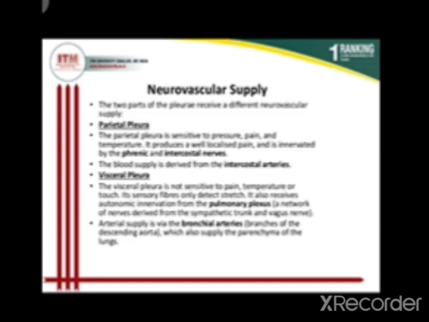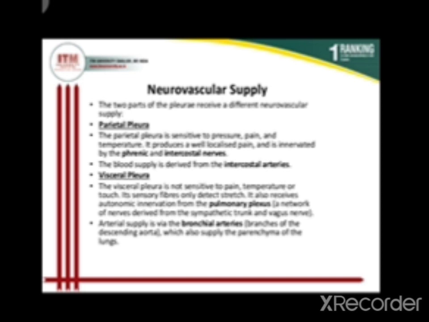Now the neurovascular supply. The two parts of the pleurae receive a different neurovascular supply. Fine. So parietal pleura is sensitive to pressure, pain and temperature. It produces a well localized pain and is innervated by phrenic and intercostal nerves. So parietal pleura is supplied by the phrenic and the intercostal nerves, and the blood supply is derived from the intercostal arteries. Fine. So this is the nerve supply of parietal pleura, the phrenic and the intercostal nerves and the intercostal arteries.